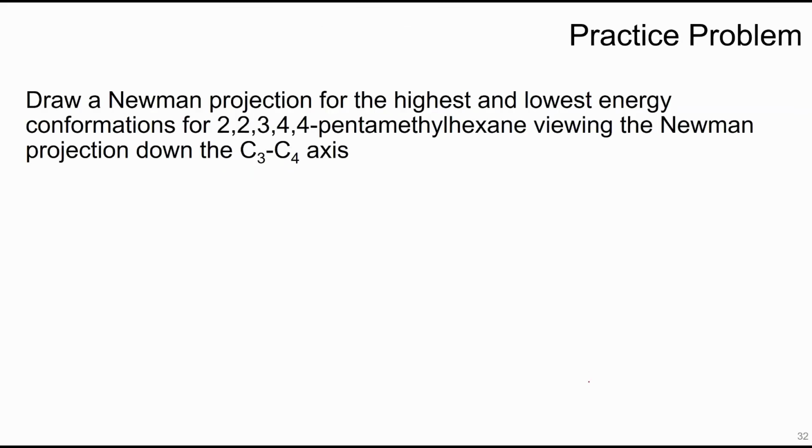Practice drawing. I know you want to practice. Draw the Newman projection for the highest and lowest energy conformations of 2,2,3,4,4-pentamethylhexane, looking down the C3, C4 axis. So first we want to draw hexane. Hexane is 6 carbons. We have 5 methyl groups, at 2, 2, 3, 4, 4, and we're looking down the C3, C4. So that's right there.